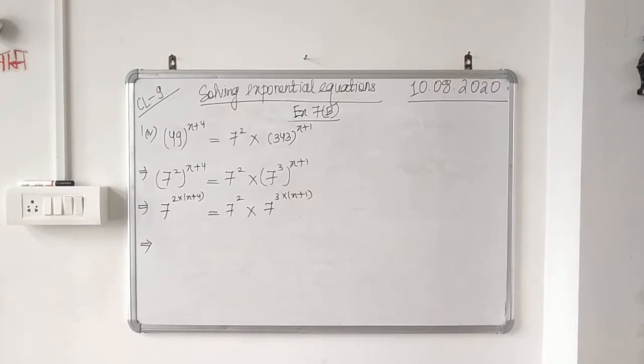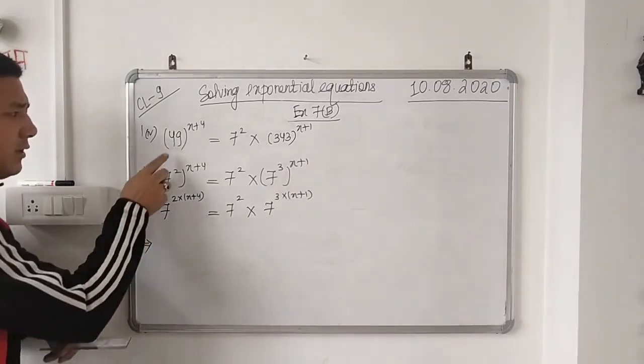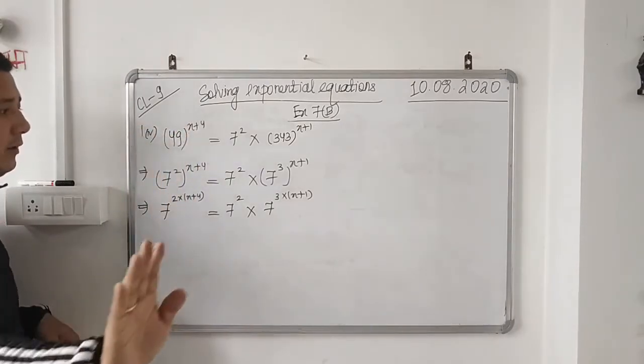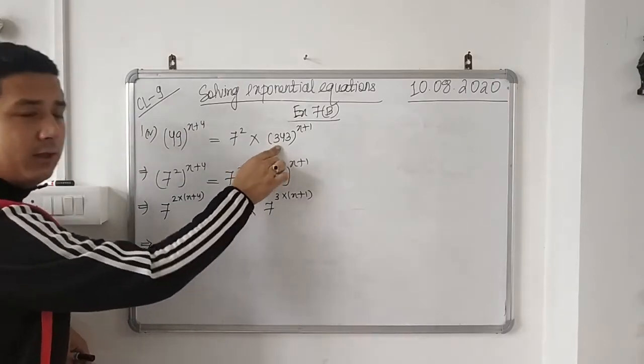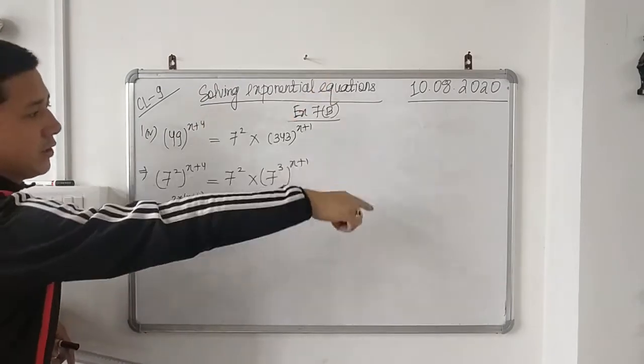Alright, next one is number 1 part 4. You can clearly see 49 to the power x plus 4 is equal to 7 square into 343 to the power x plus 1. We need to solve it and find the value for x. 49, tell me, what is the exponential form of 49? Everyone knows 7 square. Just replace 49 by 7 square to the power x plus 4. Leave it as it is, equal to 7 square as 7 square. 343, if you calculate, it is 7 cube. Please do make the calculation.